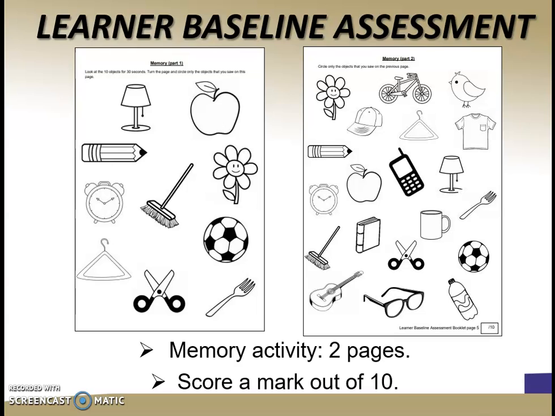The memory activity consists of a part 1 and a part 2. Part 1: the educator asks the learners to look at the 10 objects on the page. 10 seconds will be provided. After the 10 seconds, the learners will be asked to page to part 2. The learners will then, with their pencil or coloring pencils, circle all the objects that they remember seeing on the previous page. A score of a mark out of 10 is then given for each correct answer.